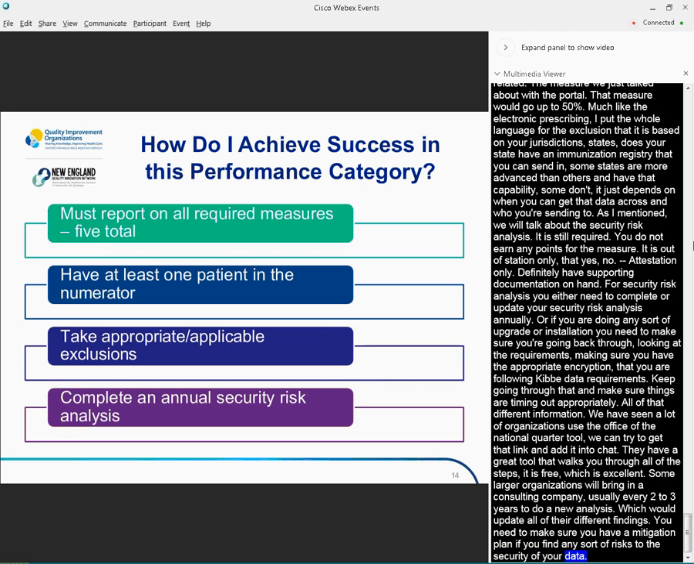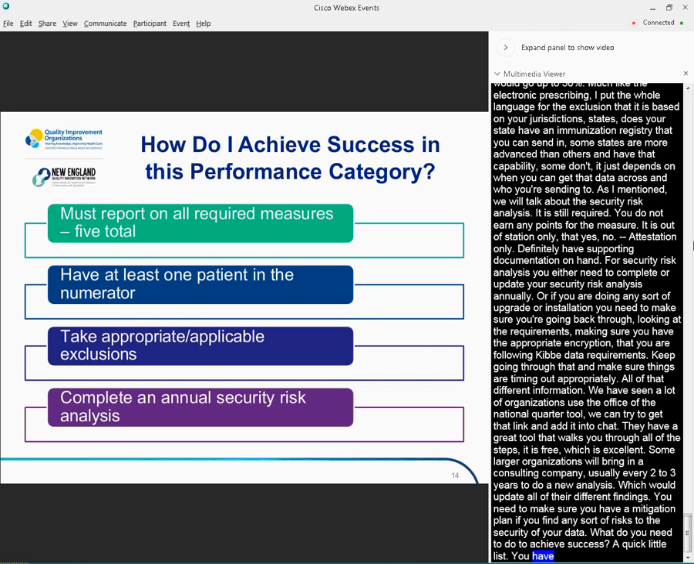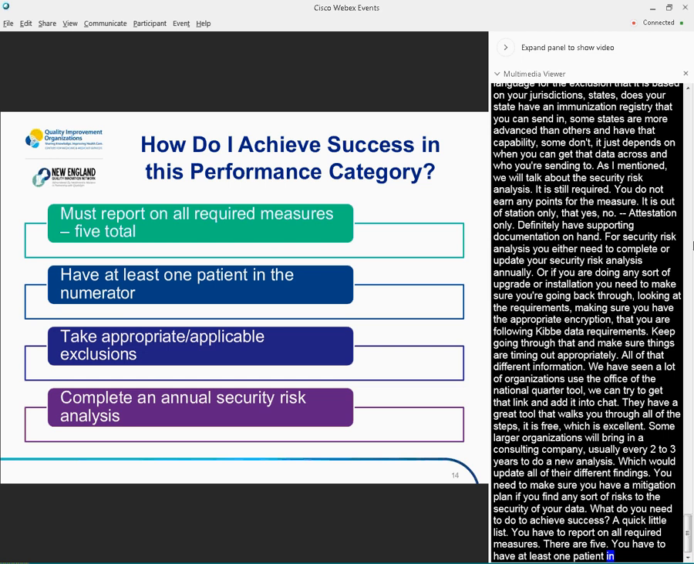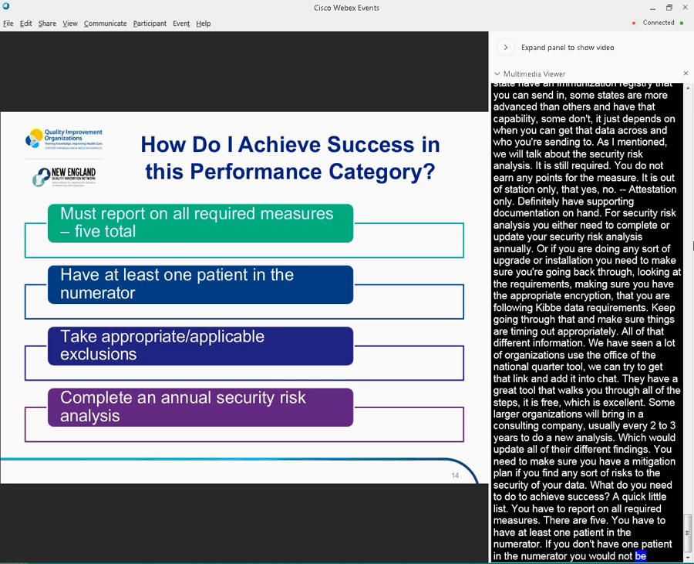Okay, so what do you need to do to achieve success in this performance category? A quick little bulleted list. The first is you have to report on all of the required measures, which are 5. You have to have at least 1 patient in the numerator. If you don't have 1 patient in the numerator, you would not be meeting the requirements, and unfortunately you would not get any points in the entire performance category.